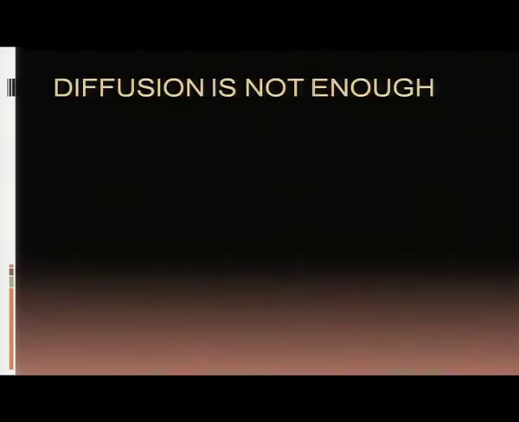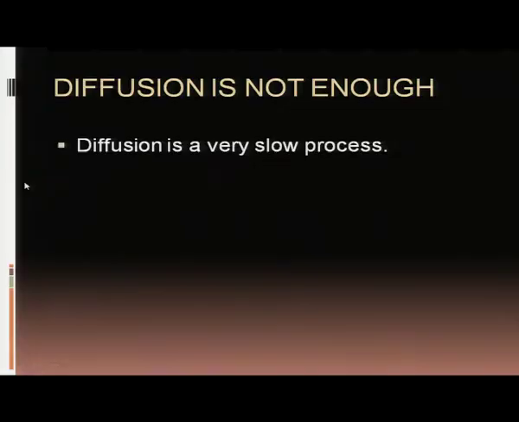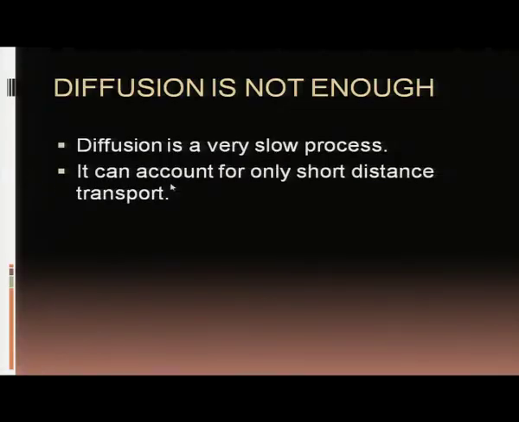We saw that diffusion is the process of movement of particles from the region of their high concentration to the region of their low concentration. This is a random movement and it does not involve any expenditure of energy. But diffusion is a very slow process and it can account for only short distance transports. It cannot carry materials over the long distances that are seen in large trees.